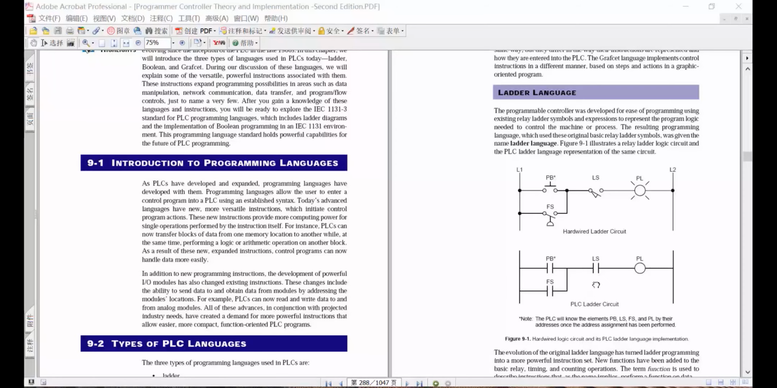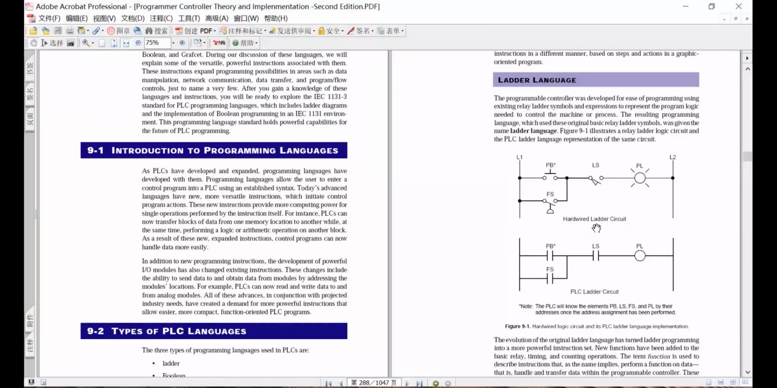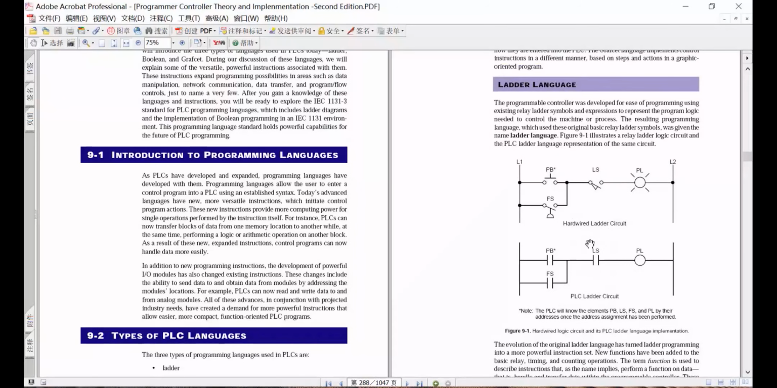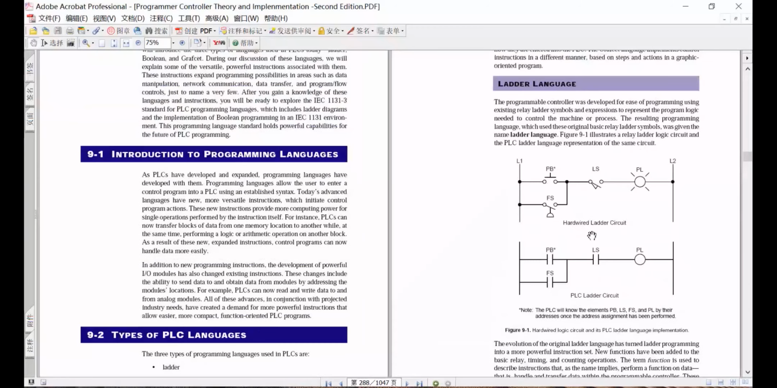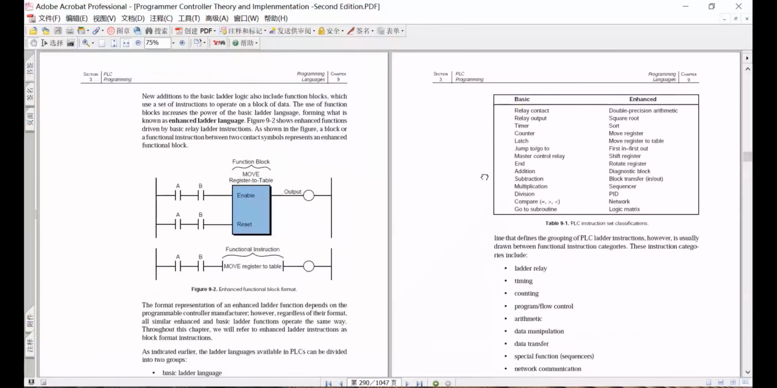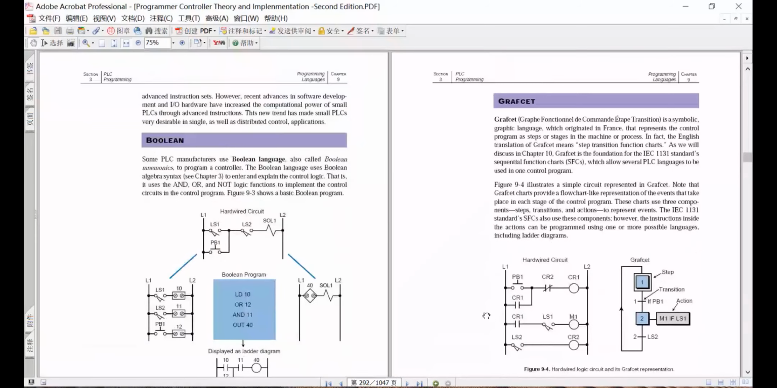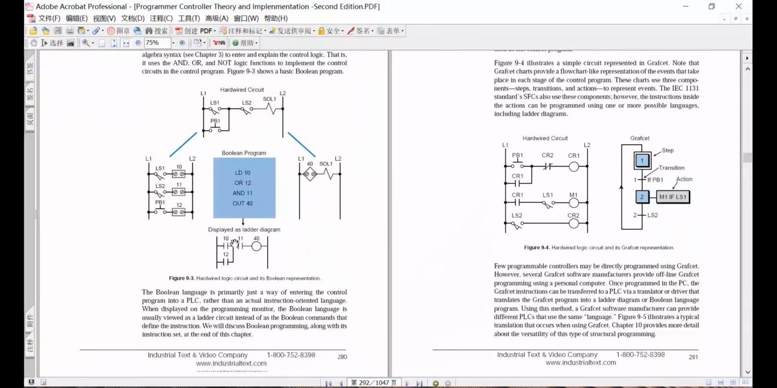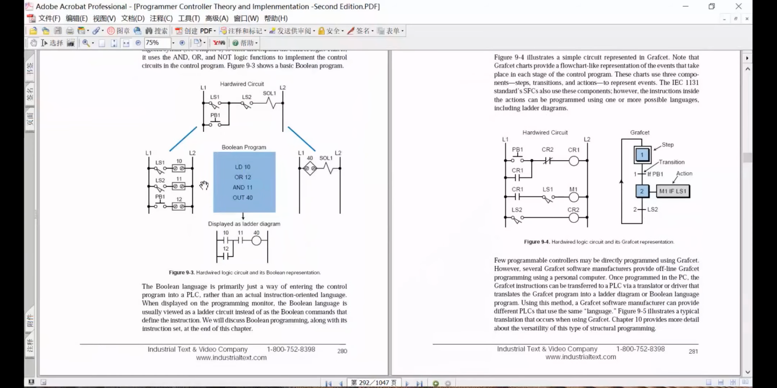Okay, this is a hardware ladder circuit, and this is a PLC language. So we can see it's similar. This is what I told you last week, and another is such as this. Let's look at this picture. This is a Boolean program.